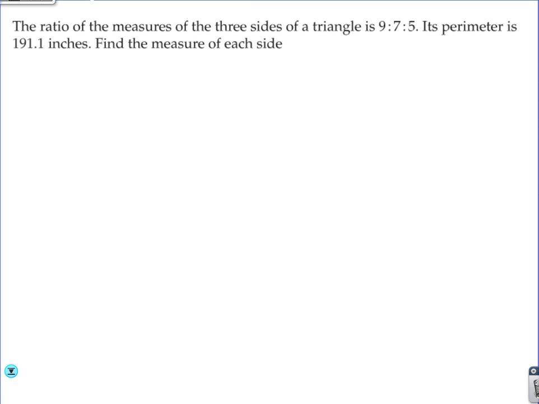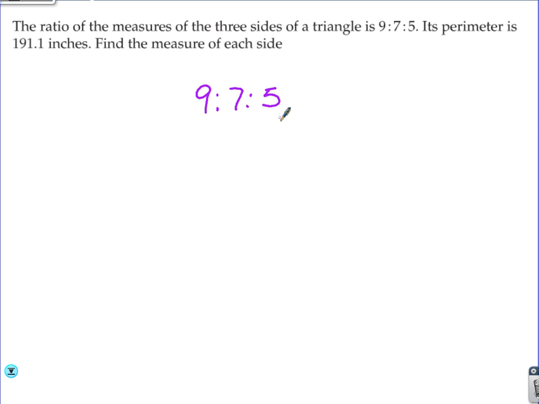Let's work another one. The ratio of the measure of the 3 sides. Okay, a little bit easier now. The 3 sides of a triangle are 9 to 7 to 5. So are those the three sides of my triangle? It says the perimeter is 191.1. If this was the three sides of your triangle, would it have a perimeter of 191.1? No. So that's the ratio of the three sides. That's the comparison. I know that this side is the longest, and this one's a little shorter, and this is a little shorter. That's pretty much what they told you.